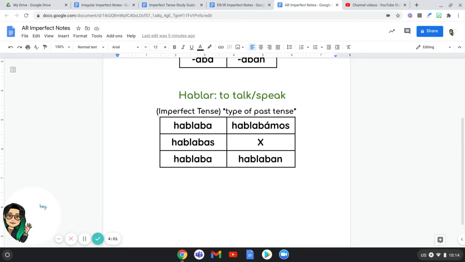One person hablaba. Mi mamá hablaba de El Salvador. My mom used to always talk about El Salvador when she was growing up. She still does, because that's where she's from. Nosotros has that accent mark, remember? Hablamos de what? The Netflix, because it's been around for ages, and I'm sure we still talk about what we're watching on Netflix. And ellos, ellas, a bunch of people, hablaban de su familia, because everyone's always talking about their family.